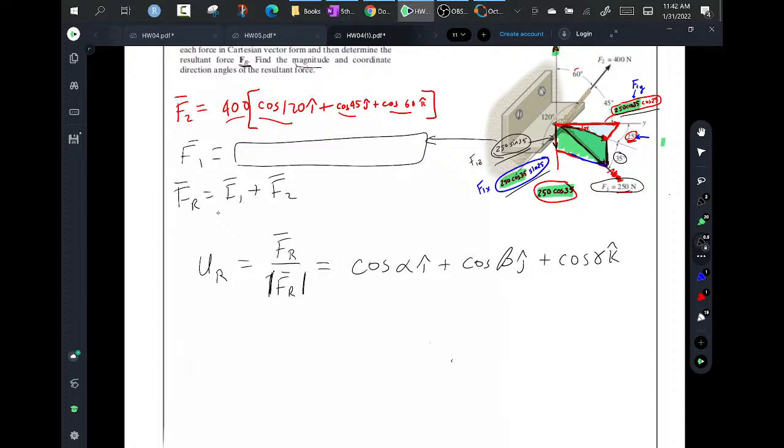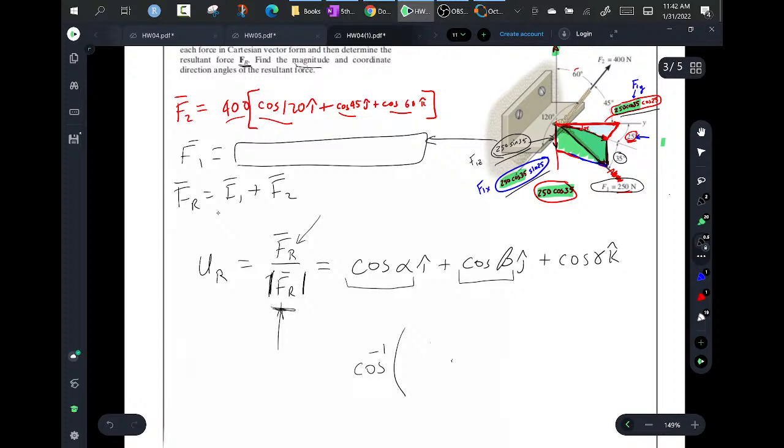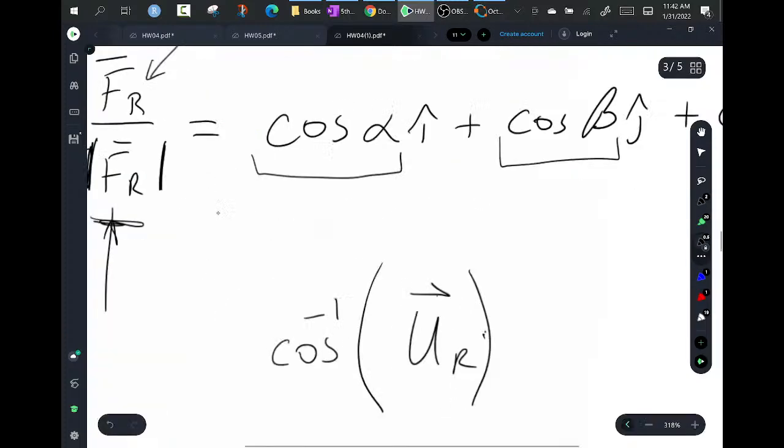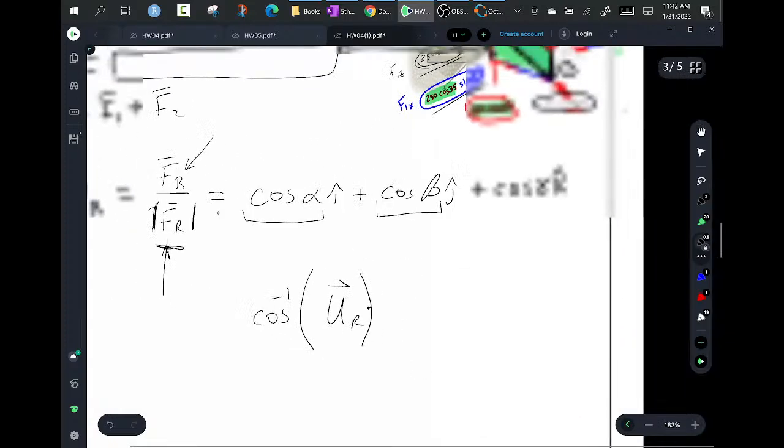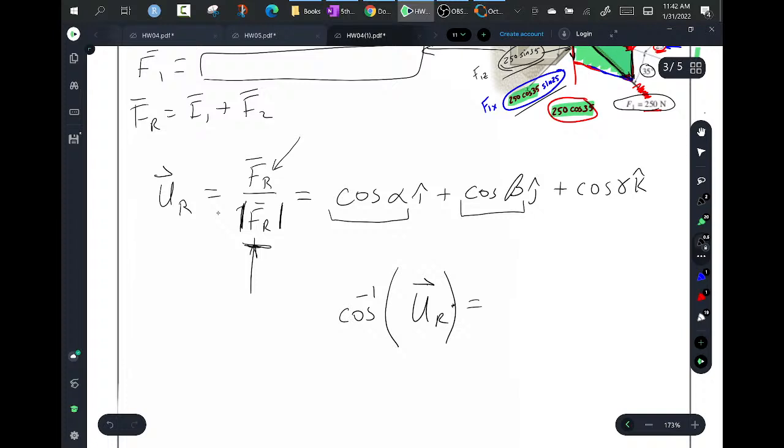So you find the vector, you find its magnitude, you take the vector and you divide each of the components by the magnitude, and you get each of these terms, and then you take the cosine inverse. I'm speaking in a MATLAB sense now. That will give you, in our case, alpha, beta, and gamma.